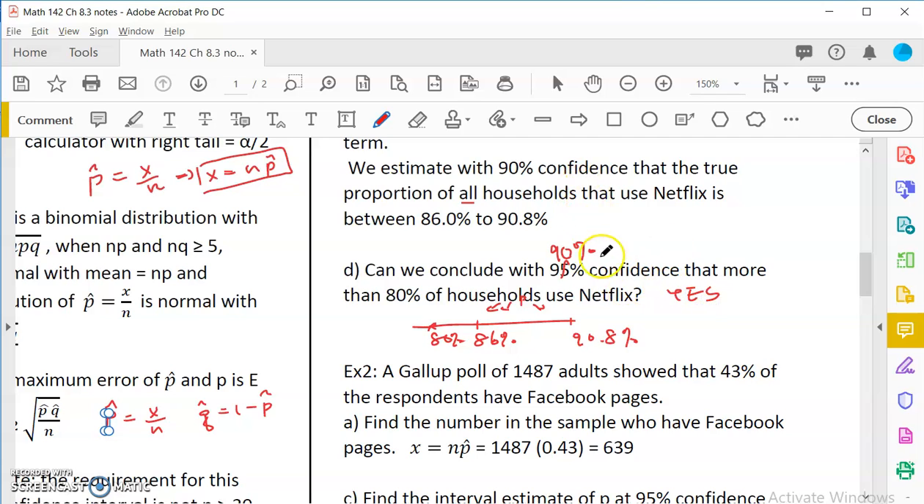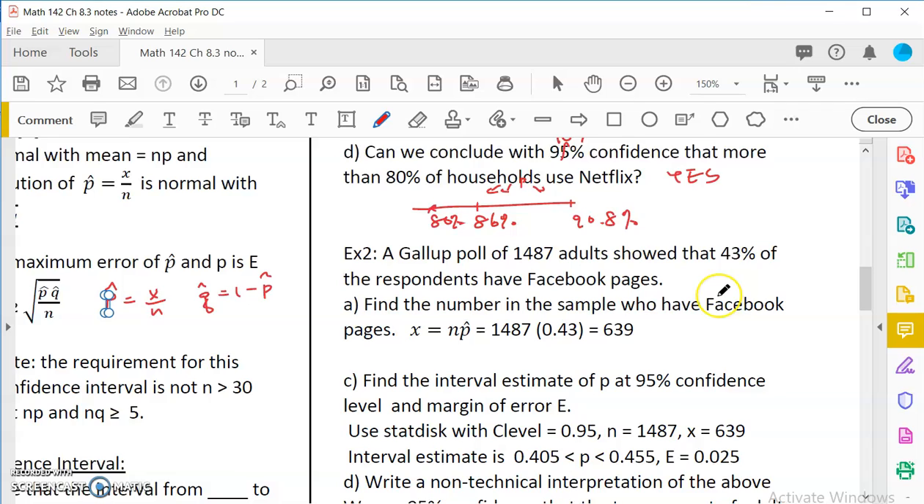Right? So these two kinds of questions are very typical. They will ask you to write a statement to interpret it, and they will ask you to draw some conclusion.